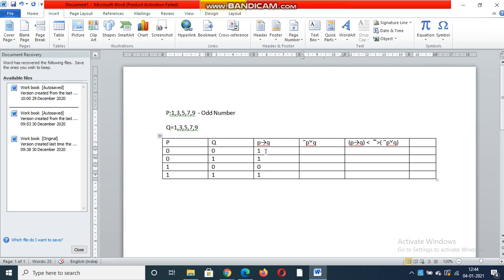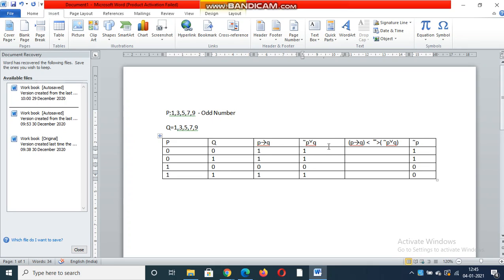Now negation P. Where P is 0, the output is 1. Here P is 0, output is 1. Here P is 1, output is 0. Here P is 1, output is 0. Now do the disjunction of negation P and Q. 1 comma 0: 1 disjunction 0, output is 1. If any one input is 1 in a disjunction, the output is definitely 1. 1 comma 1 in disjunction is 1. 0 comma 0, the disjunction output is 0. Here 0 comma 1, disjunction output is 1.